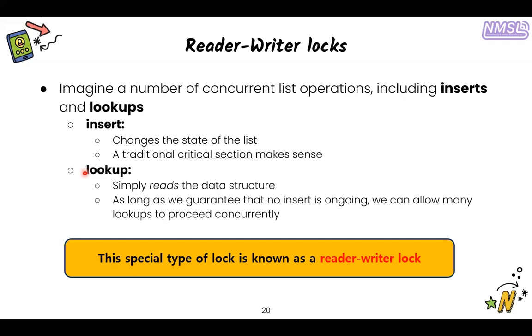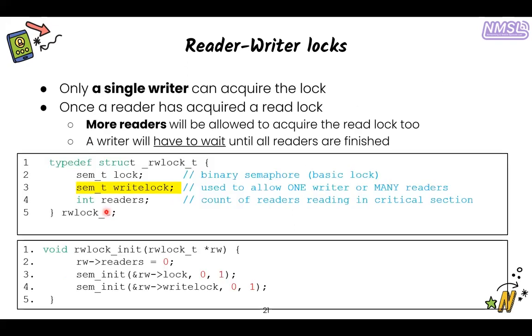So as long as we guarantee no insert is ongoing while I look it up, we can allow many lookups to proceed concurrently, right? If you just want to take a look, go ahead until I actually change the list. So this is called a reader-writer lock. Now, obviously for writing, you only want to have a single writer acquiring that lock.